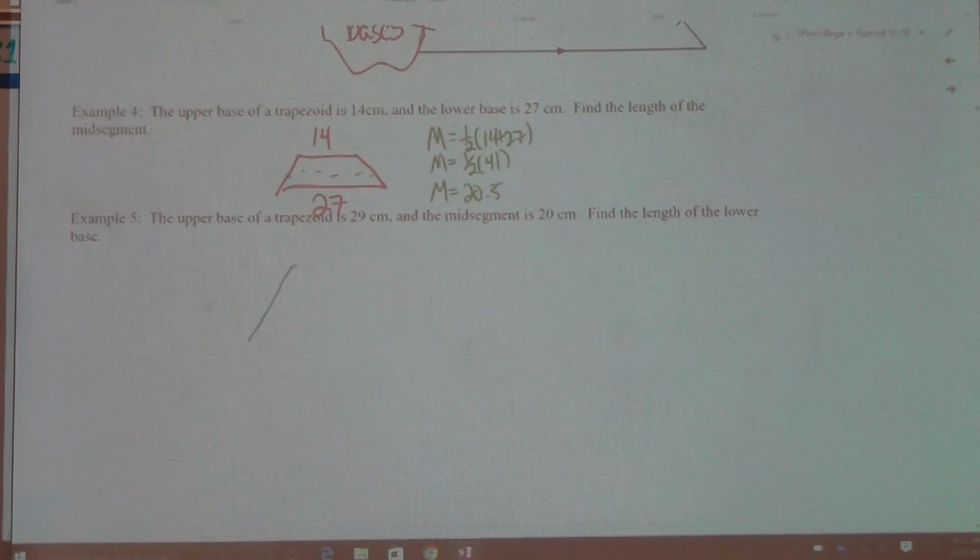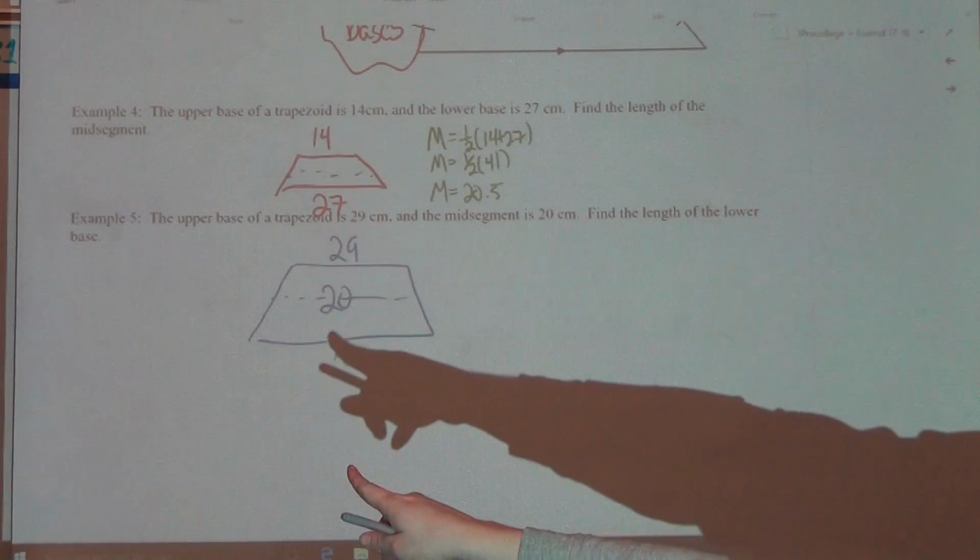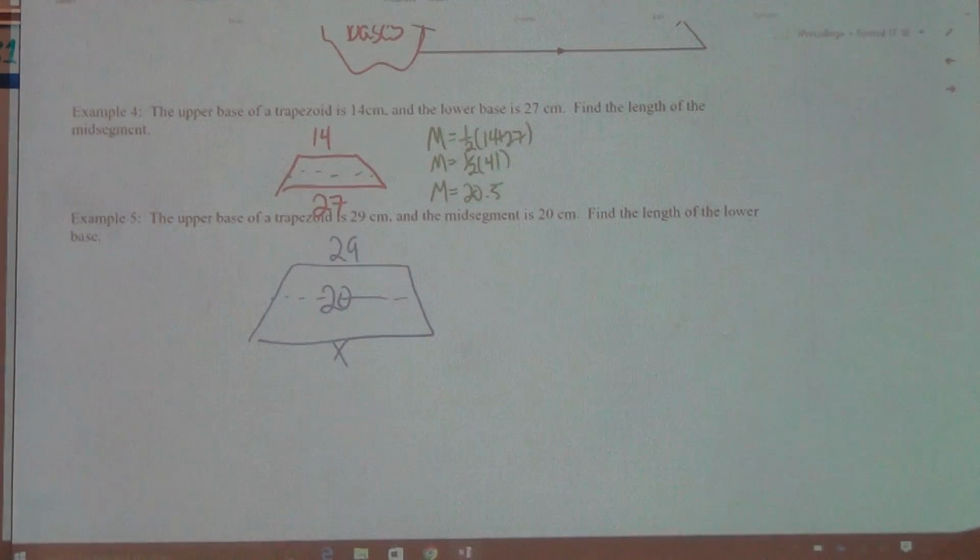Next problem, it says that the upper base is 29. The mid-segment is 20. And it wants me to find the length of the lower one. So I'm trying to find that for x. Now the way I've drawn my picture doesn't really make sense because it's telling me that 29 is the big one, but I can kind of tell this is going to work out. So I'm gonna turn my picture over instead of change my values. So I'm going to make it this shape.